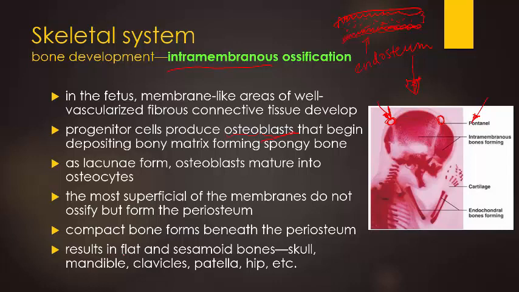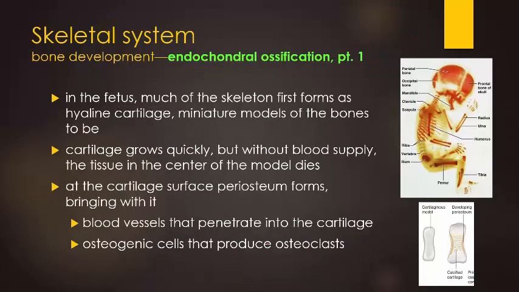So this forms the flat and the sesamoid bones, so the bones of the skull, the mandible, the clavicles, the patella, the hip. These are all bones that form through intramembranous ossification. Okay, so the second form of ossification is endochondral ossification.